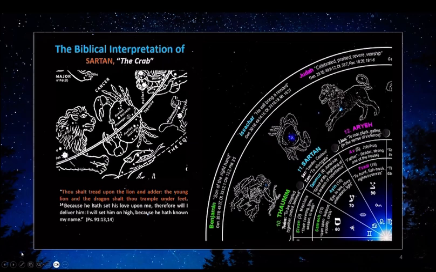Okay, so first let's start with the biblical interpretation of Sartan. Sartan is the Hebrew name for a crab. If you look over to your right, here's part of my wheel in the middle where there's the sign of Cancer or Sartan. Sartan is composed of two syllables, Sar and Tan. Sar means leader or captain, and Tan, to elongate, to make something wide. So there's that definition.